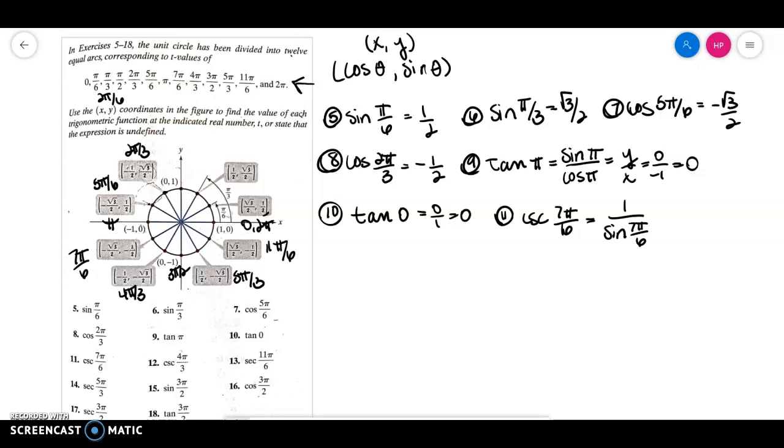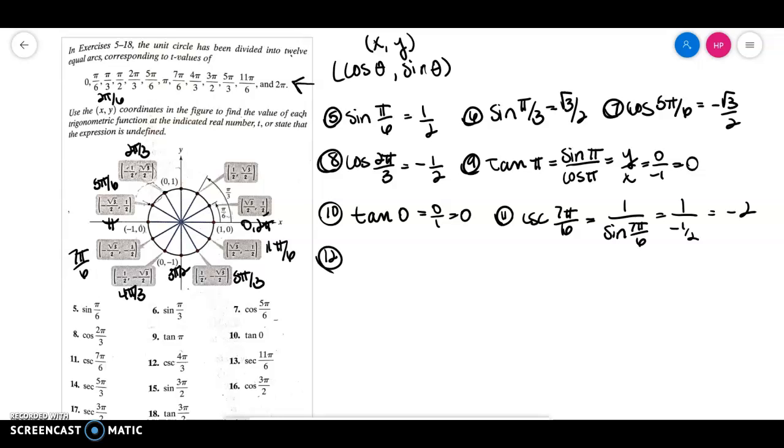Which, again, with a unit circle in front of you, all of that is labeled and should be good. So 12, I'm sorry, still on 11. 11 is the reciprocal of the sine. So if it's negative 1/2, then I'm really looking at 1 over negative 1/2. And when you divide fractions, you multiply by the reciprocal. And so that actually ends up being negative 2.